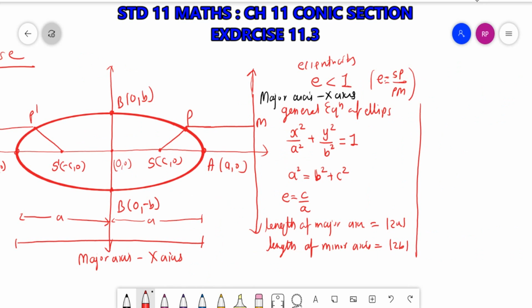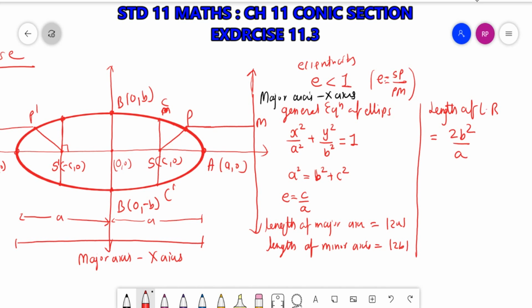Now, about latus rectum. The focal chord perpendicular to the axis will be called the latus rectum. So on this side, this will be the latus rectum, let's say c dash. The length of the latus rectum will be equal to 2b square by a.